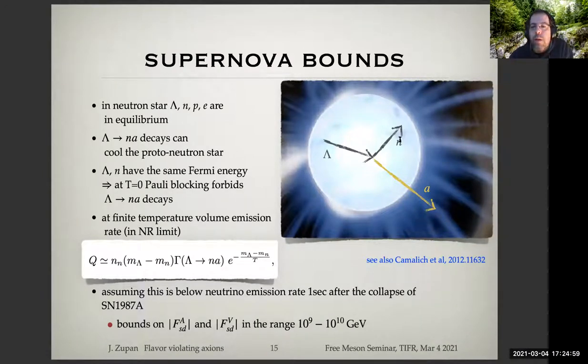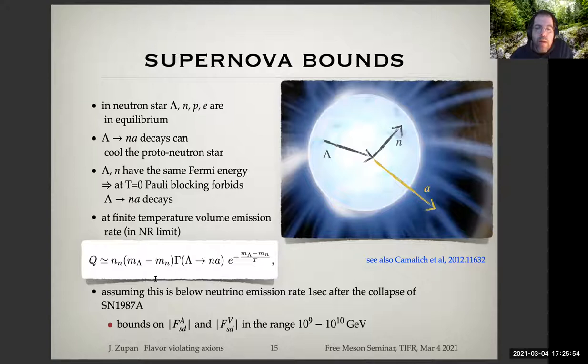So pictorially, what I just said is that we have a population of lambda hyperons inside the neutron star. Of course, it's subdominant, but it's big enough that it can efficiently cool the proto-neutron star through this decay, so lambda to a neutron and an axion. Now, the emission rate has several suppression factors. If you had T equals zero, then all the Fermi level energies would be equally populated, and then lambda to n a decays would not be possible. So that's this exponential suppression factor. If T goes to zero, this thing completely blows up.